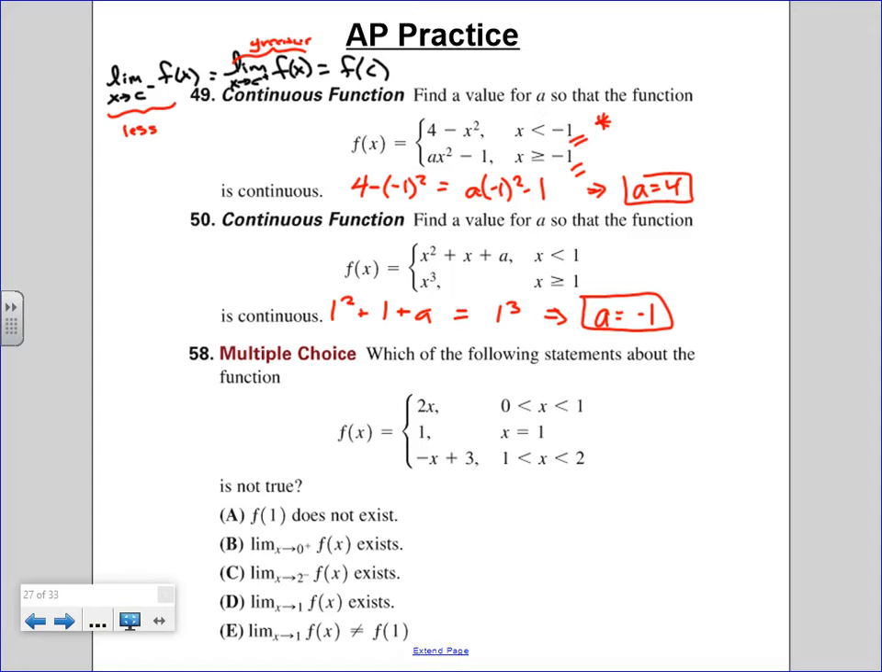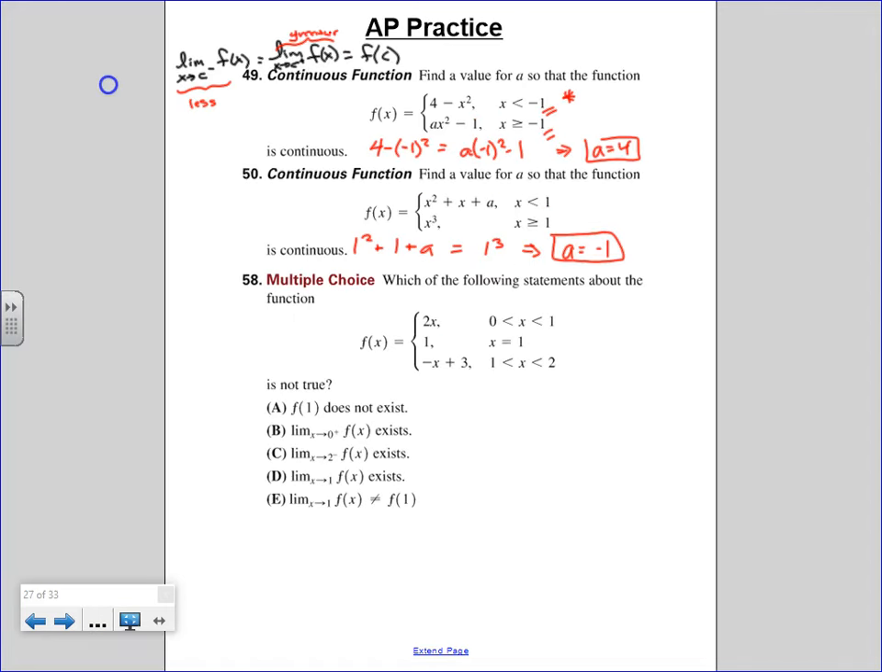So then number 58. I don't want you to tell me the answer, I want you to tell me why. So let's start with Jackie and we'll go around. Jackie, letter A. True or false? False. How come? Because f of x equals 1 when x equals 1, which means that's false. Yeah.